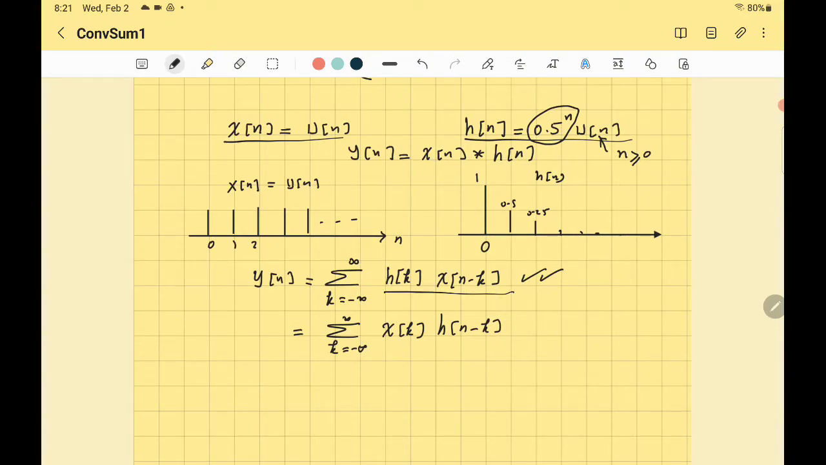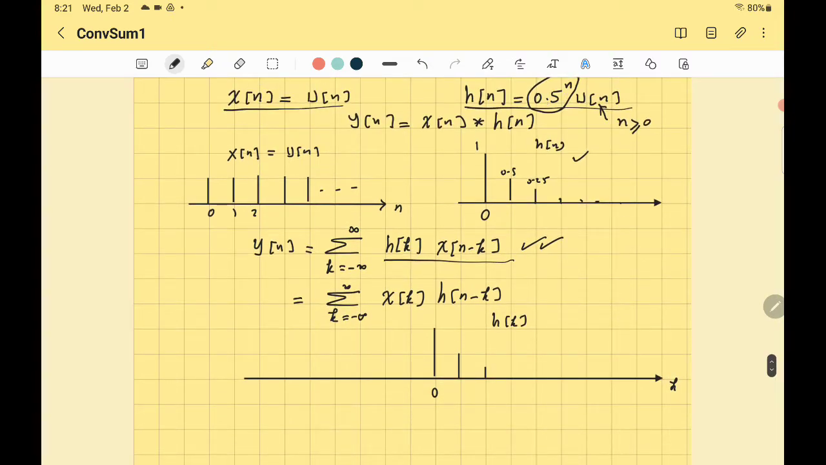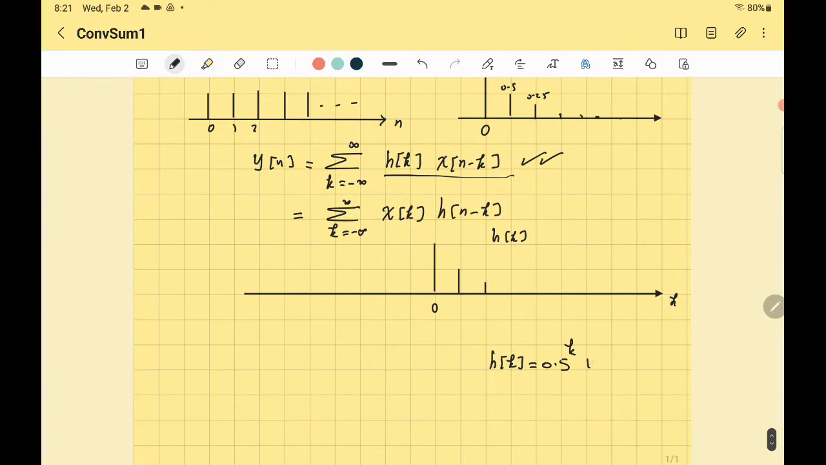So according to this formula, h of k will stay the same. Let's sketch h of k. We'll have the k-axis, and that's 0. You have 1, half, quarter, and so on. So that's h of k. If you want to write h of k, you can write it as 0.5 to the k, u of k. Instead of n, you just replace it by k. And remember, you can also write this in the same way as 0.5 to the k when k is greater than or equal to 0, and it continues in this direction.